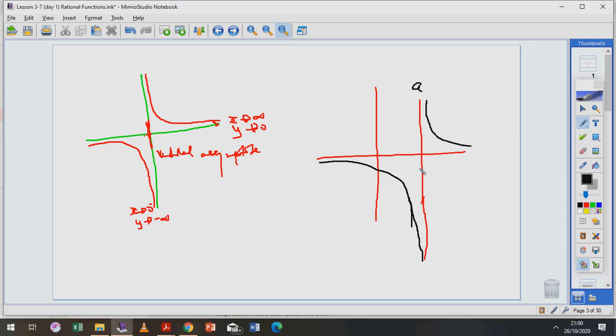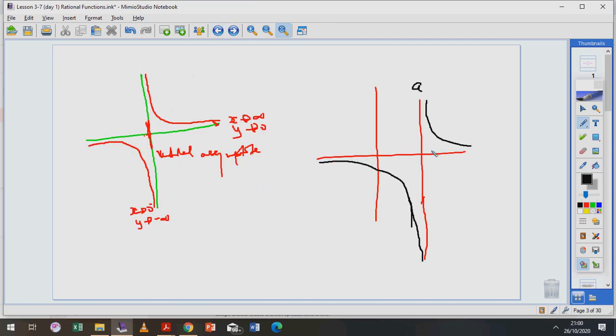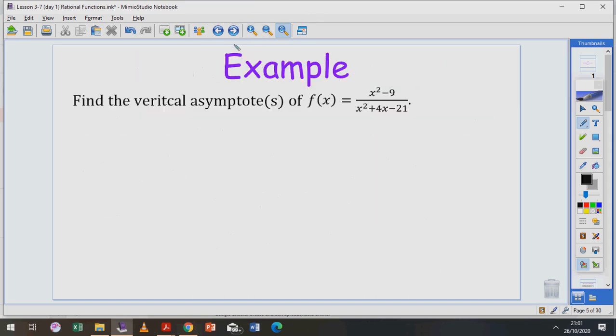So if this is the a value, this is what this definition is telling us: the vertical line x equals a, where the graph tends towards positive or negative infinity as the input approaches a. As the x value gets closer and closer to a, the graph tends to positive infinity. As you get closer and closer to a on this side, y tends to negative infinity. So that's a vertical asymptote.